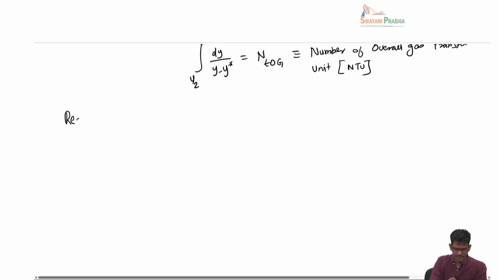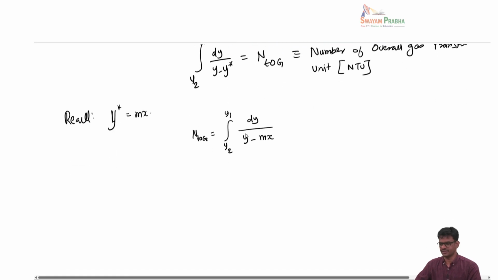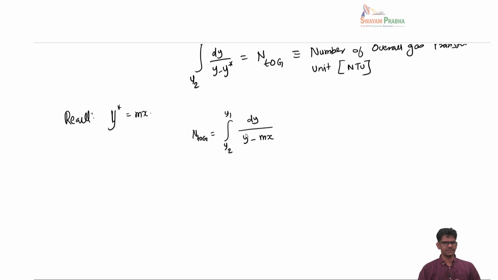So we'll recall this. Henry's law is given as Y star equal to mx. So I can substitute Y star equal to mx, but then x is another unknown variable. So how do I get x? NTOG is integral from y2 to y1 of dy by (y minus y star), and instead of y star I can substitute mx. Now how do I deal with this? I have two variables, y and x. So how can I deal with this situation?